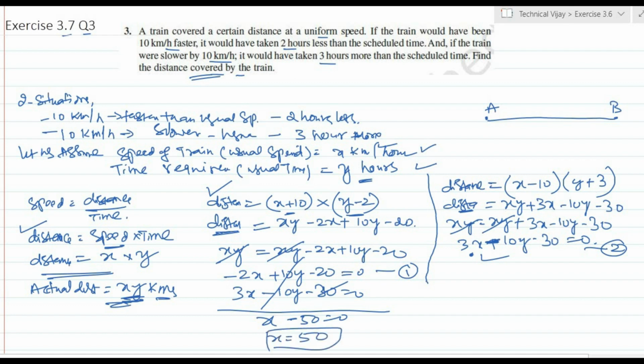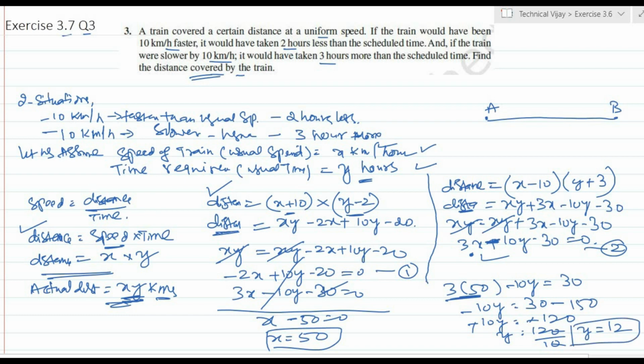Now substitute the x value in any one of the equations. So 3 into 50 minus 10y is equal to 30. So minus 10y is equal to 30 minus 150, since 3 times 50 is 150. So minus 10y is equal to minus 120. So y is equal to 120 divided by 10, because minus minus gets cancelled. So y is equal to 12.